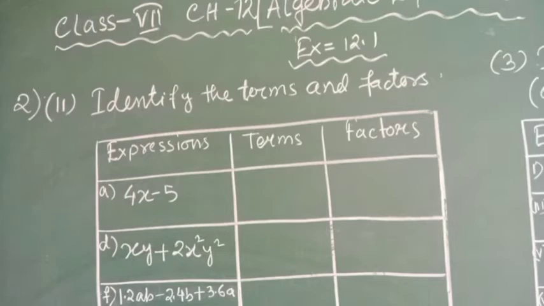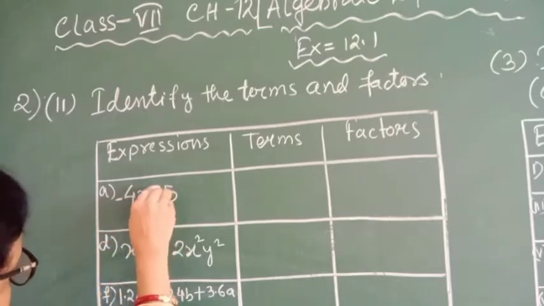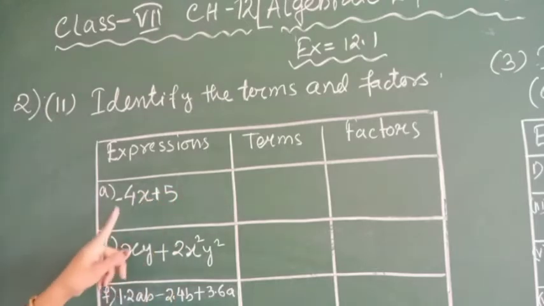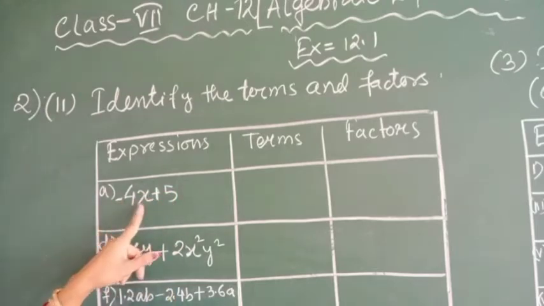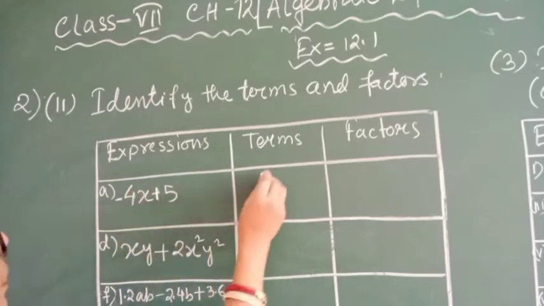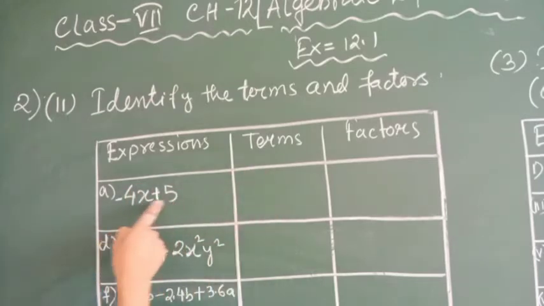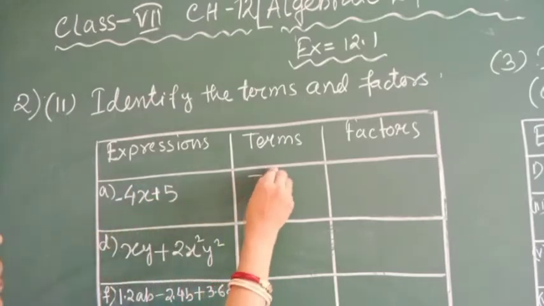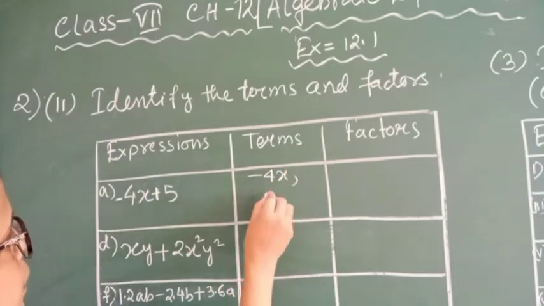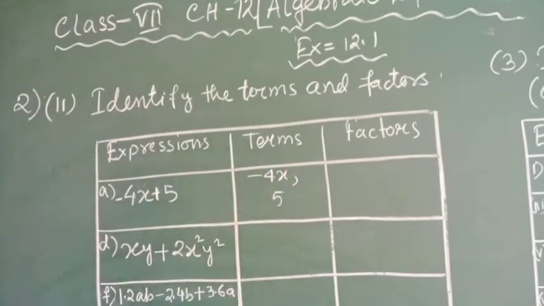Okay. Now the first expression is minus 4x plus 5. Here the terms are minus 4x and 5. First, two terms are there, I can see it is a binomial. So minus 4x and 5. These are the two terms.